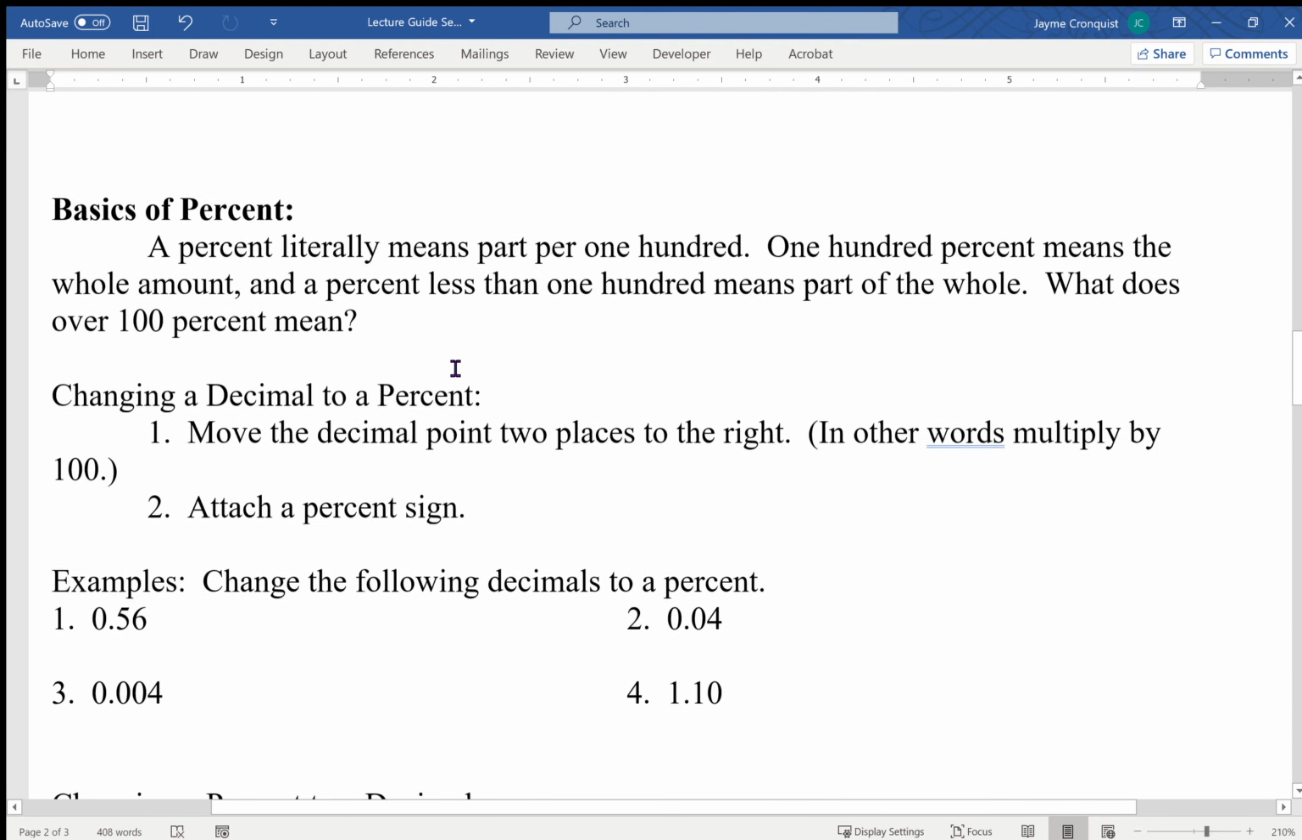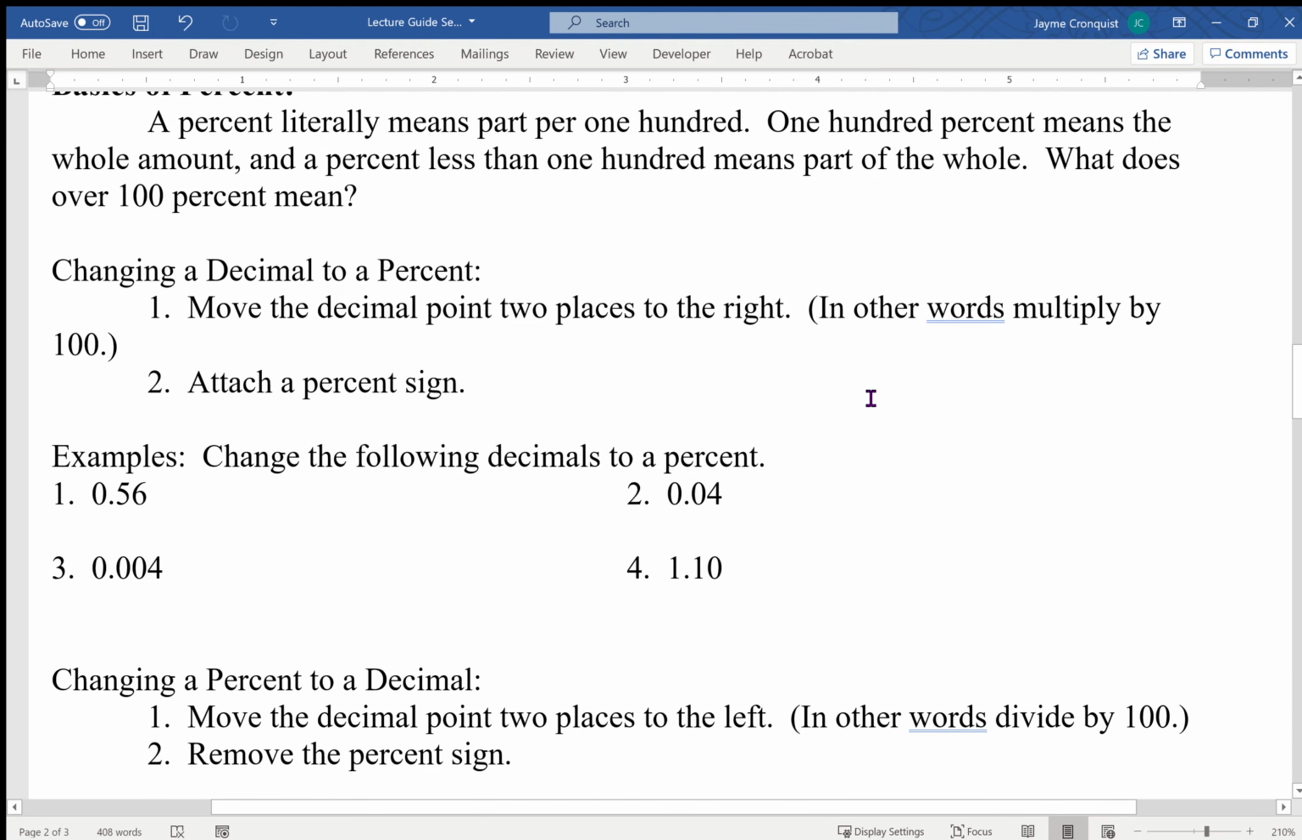All right. Basics of percent. A percent literally means part per 100. 100% means a whole amount. A percent less than 100 means part of the whole. What does over 100 mean? More than the whole. Changing a decimal to a percent: move the decimal point 2 places to the right and attach a percent sign.